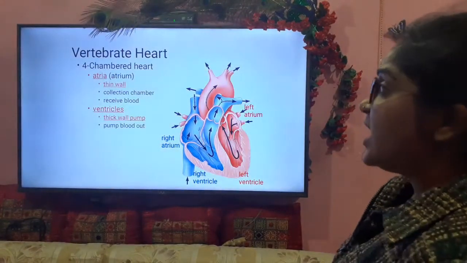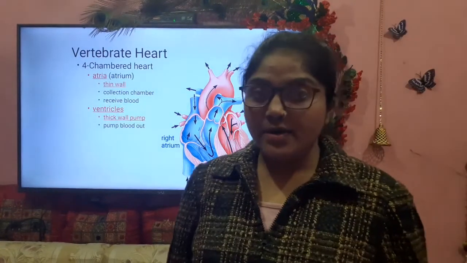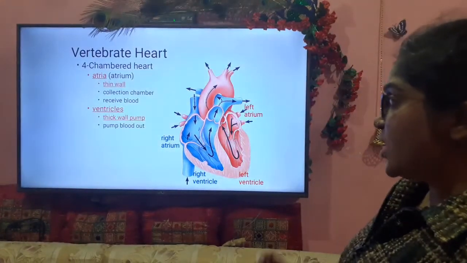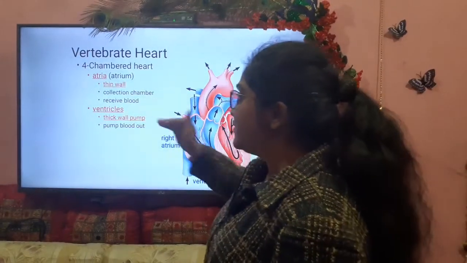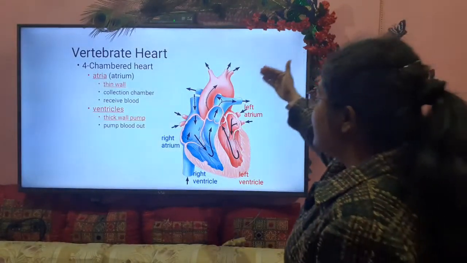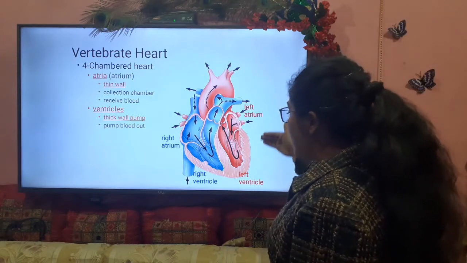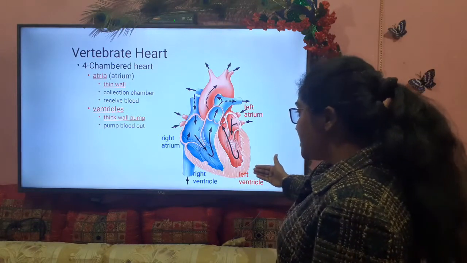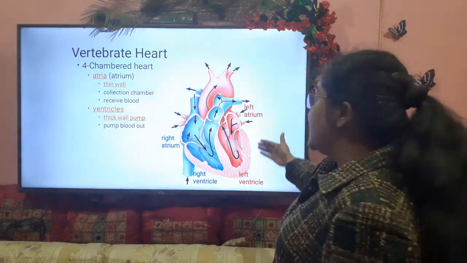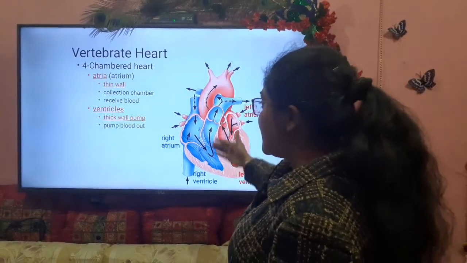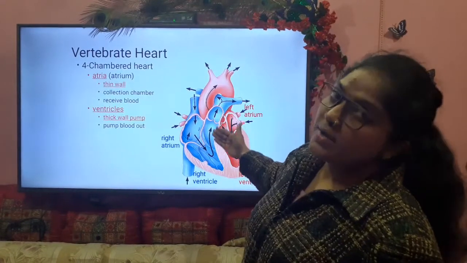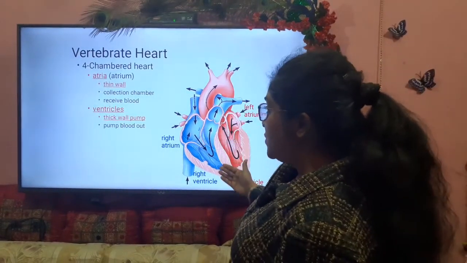Vertebrate heart. Our heart has four chambers through which it works. It is divided into two main parts: atria and ventricles. The left atrium and left ventricle contain oxygenated, pure blood, represented by red color, and the right atrium and right ventricle contain deoxygenated, impure blood, represented by blue color.